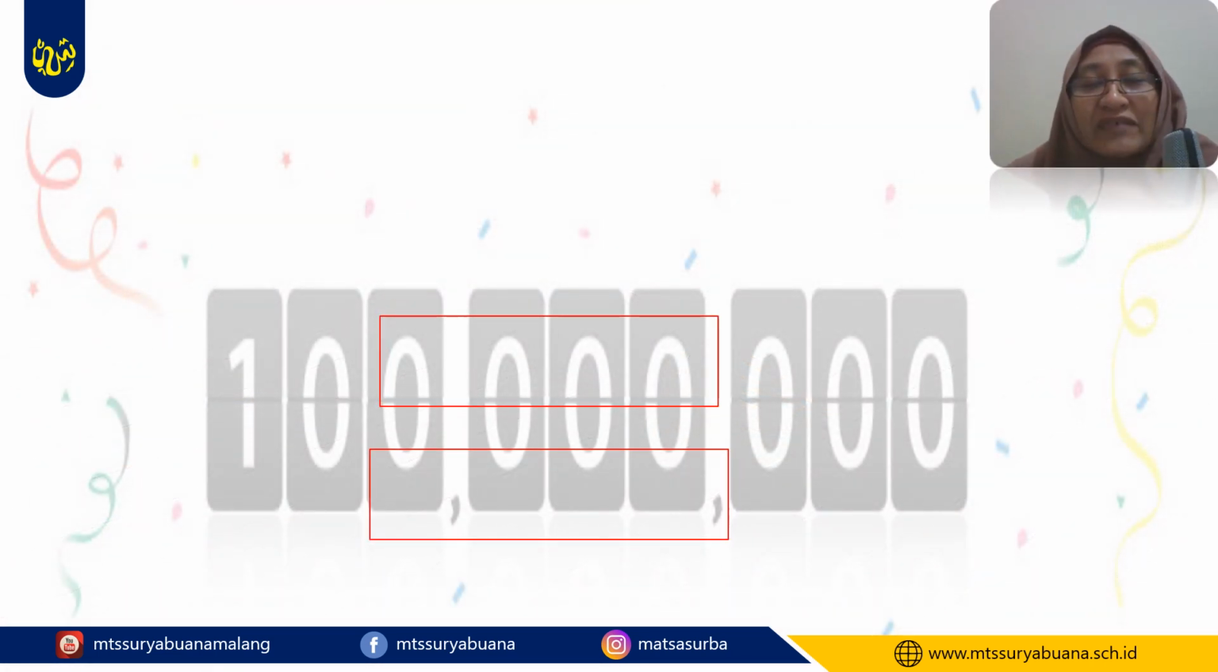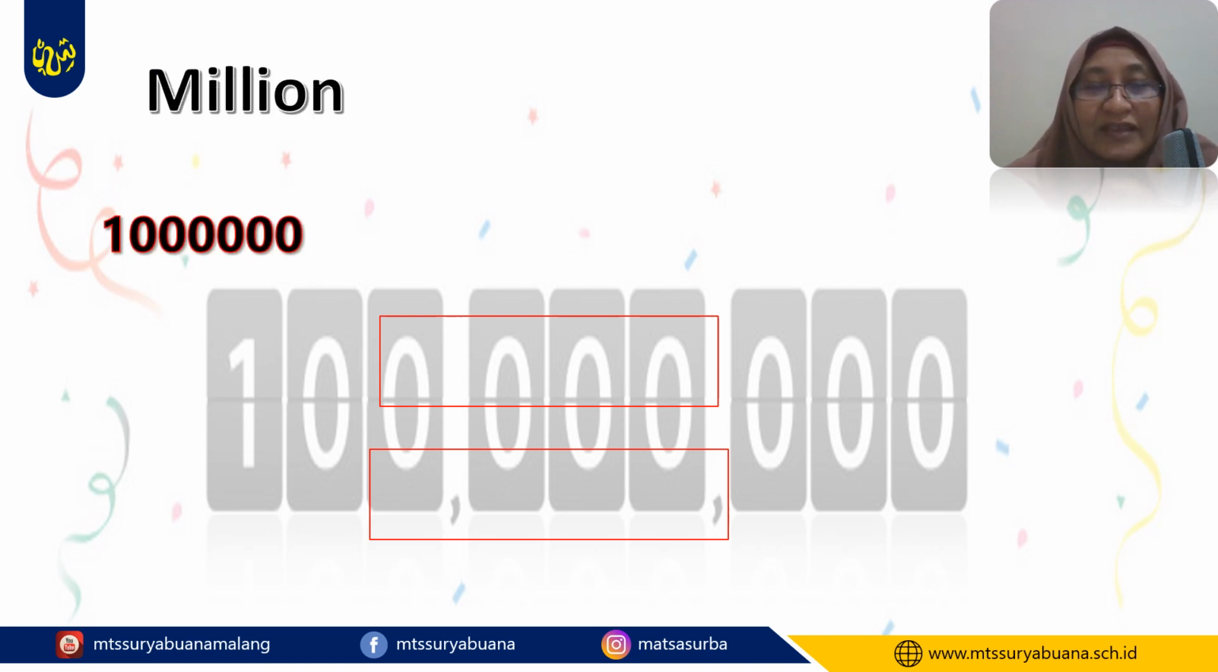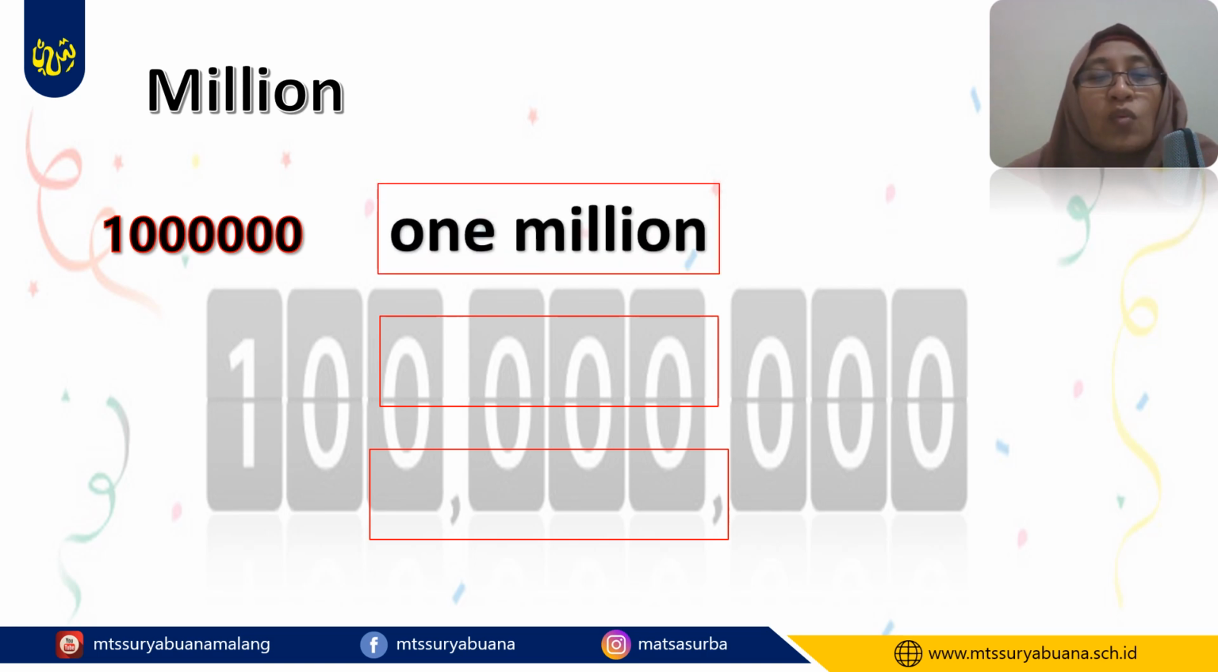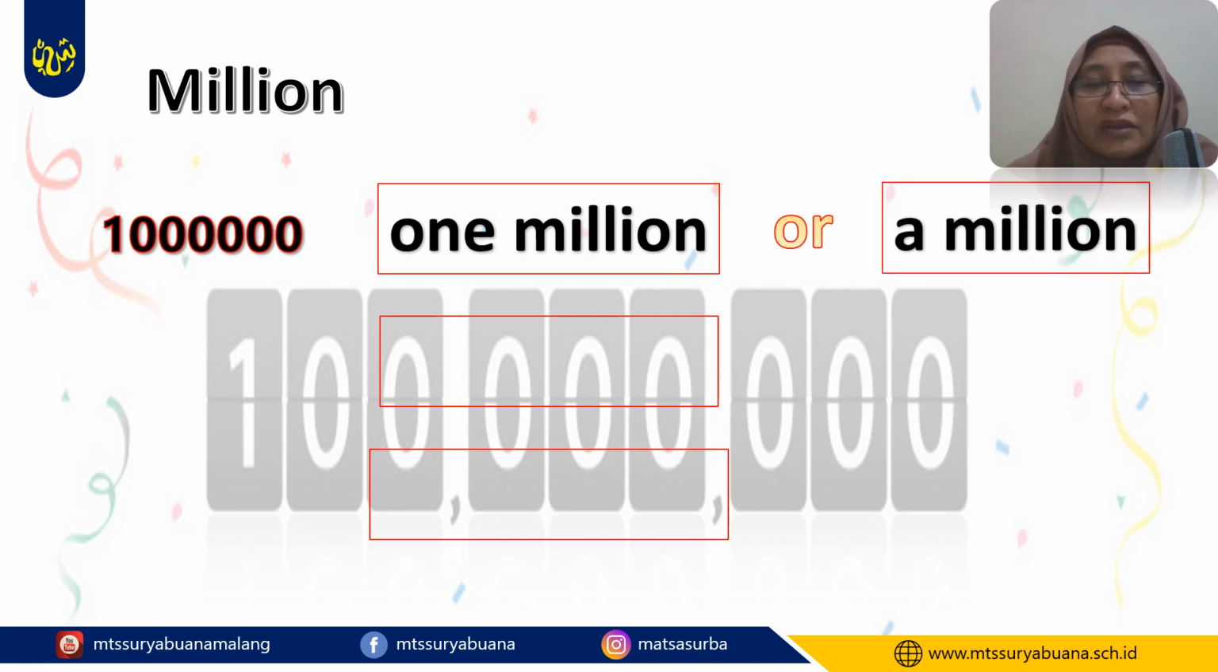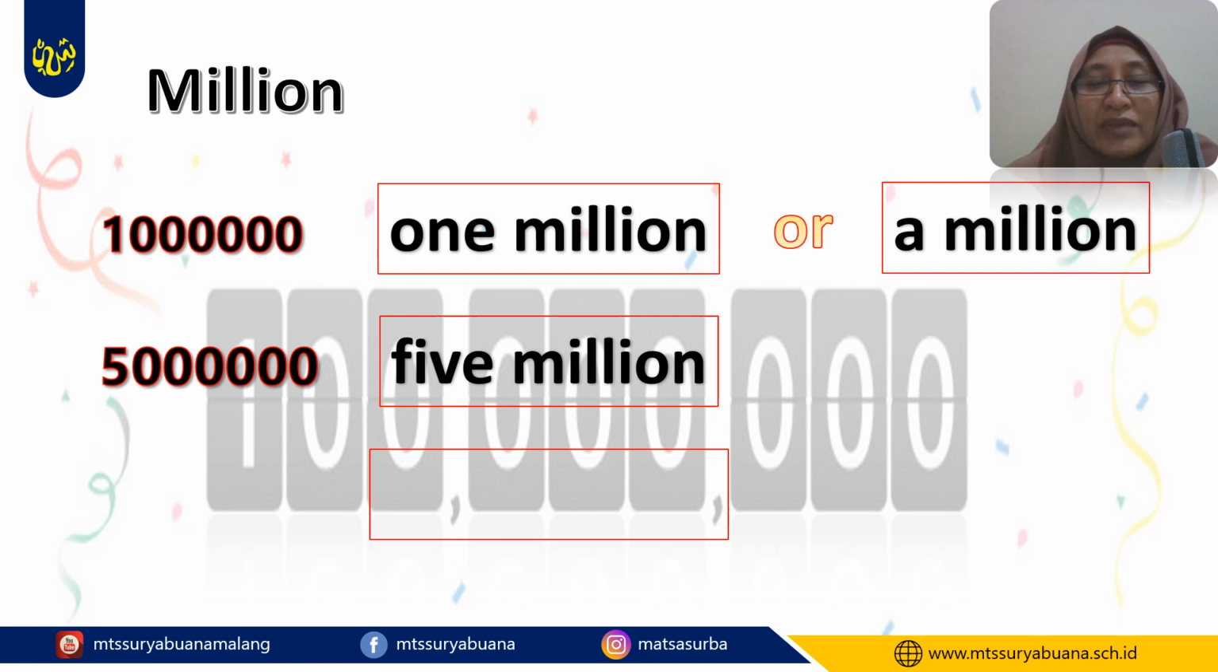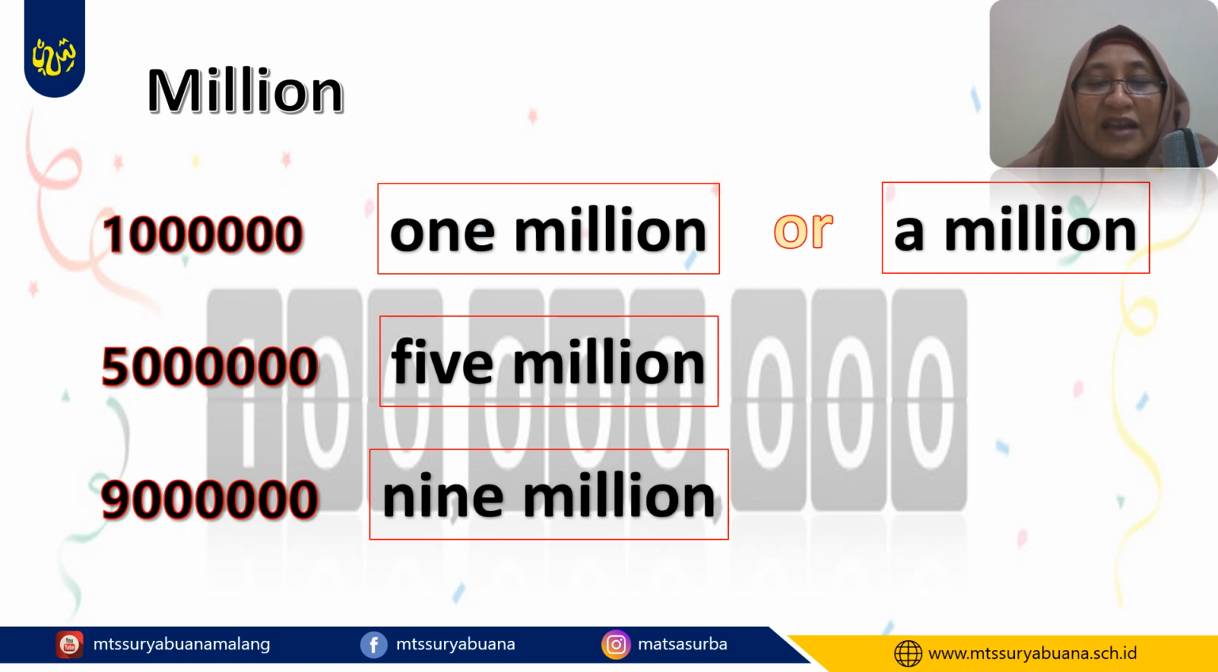A number that has 7 digits, we call it million. Look at this. This one is 1 million or a million. 5 million. Look at this. This is 5 million. You don't have an s over here. Okay, the same. This one is 9 million.